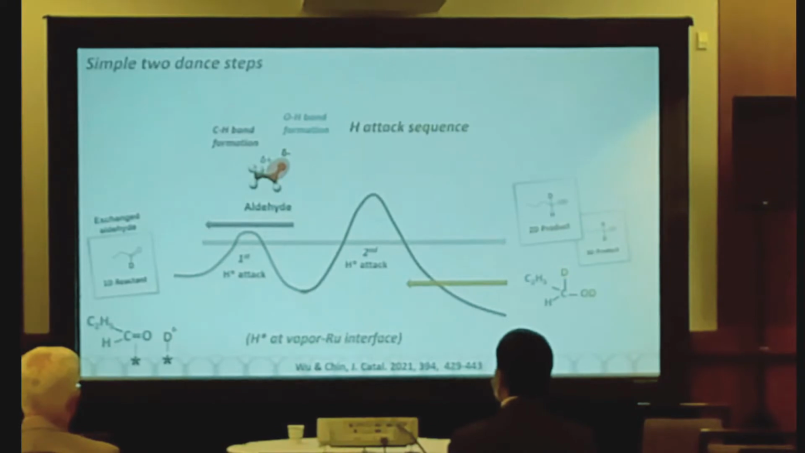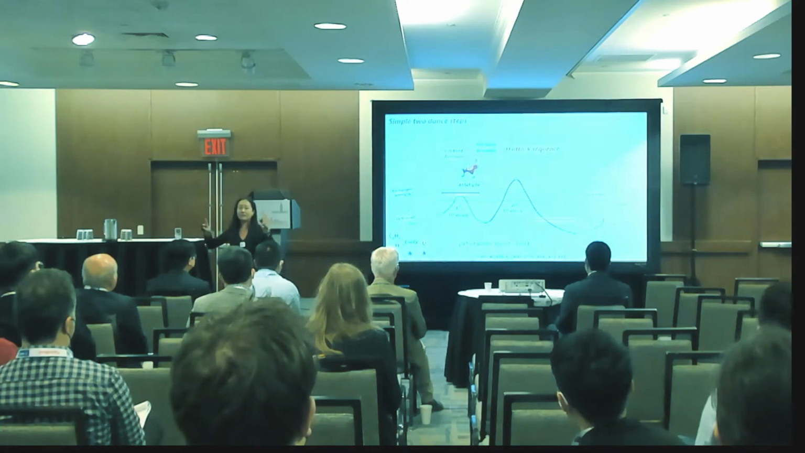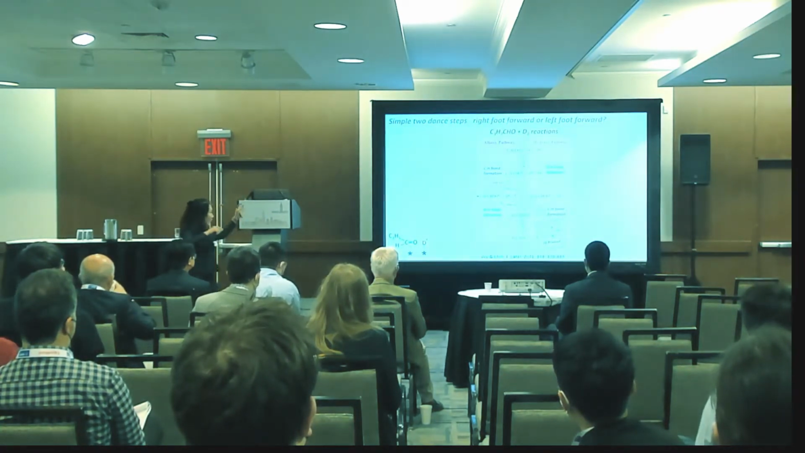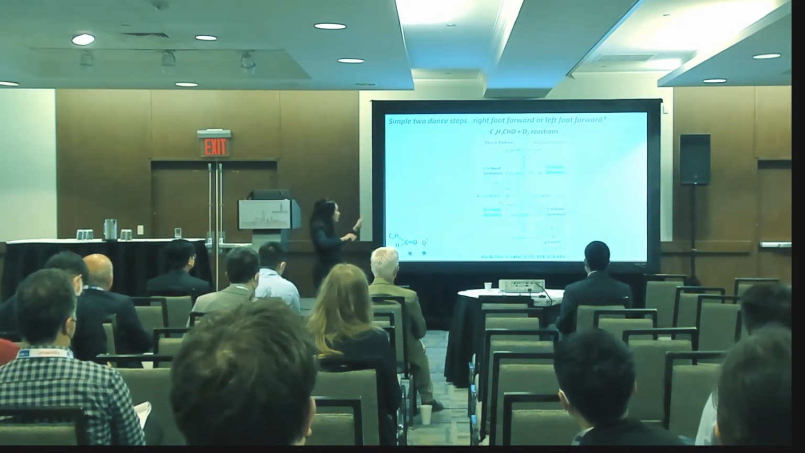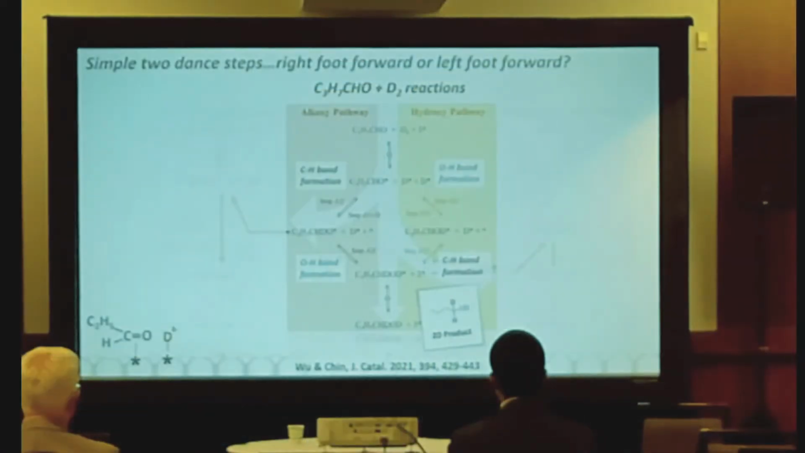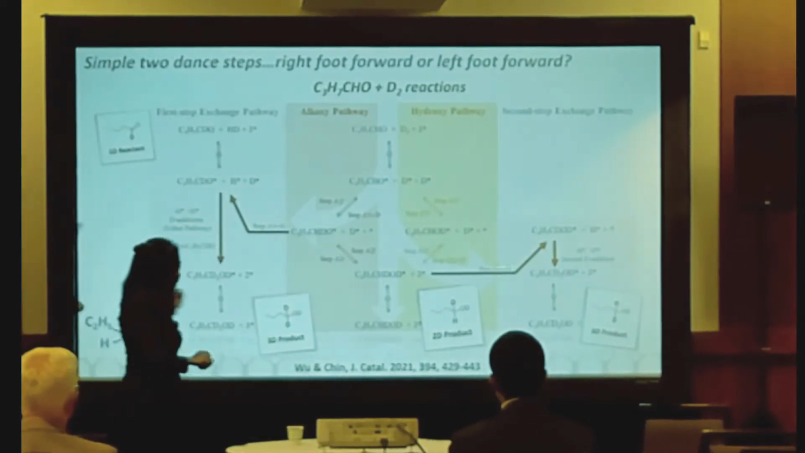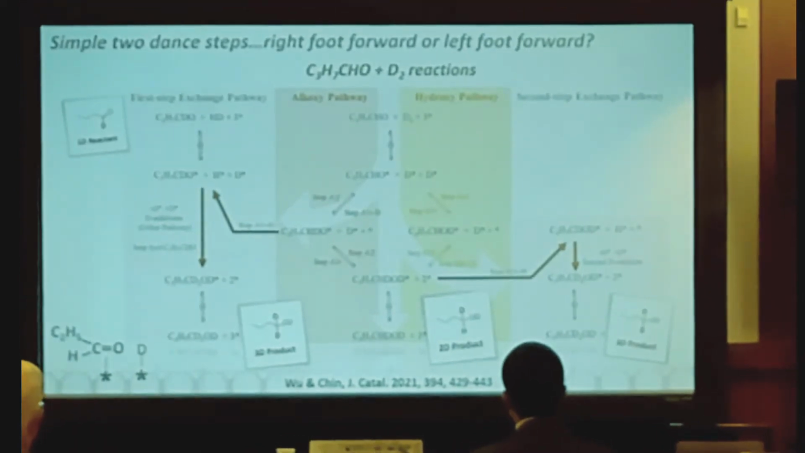It is really not that simple with what I've drawn here. So I give you the full consideration of the entire pathway of aldehyde and D2 reaction. We have the alkoxy pathway, CH formation before OH formation, and the hydroxy pathway, OH formation before CH formation, giving the same 2D product. But we also have some back exchange to make 1D reactant. We also have 3D product because of this. Let us consider all these, measure all these D-labeled products, and take a product to do reverse exchange.